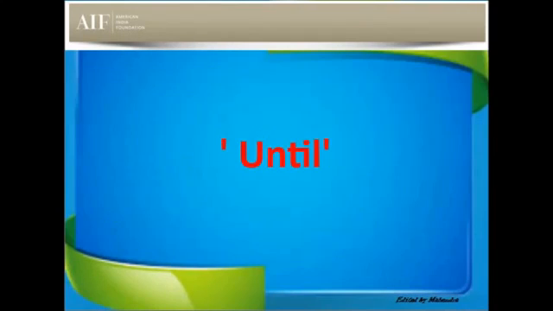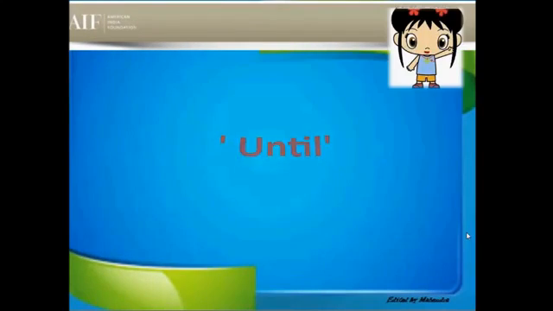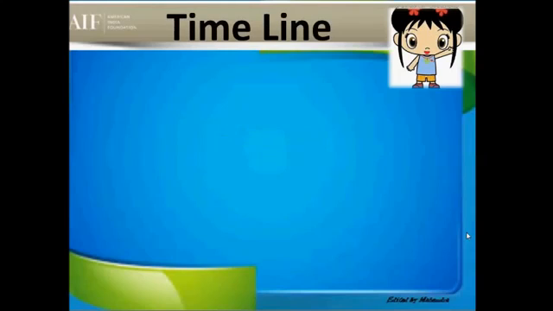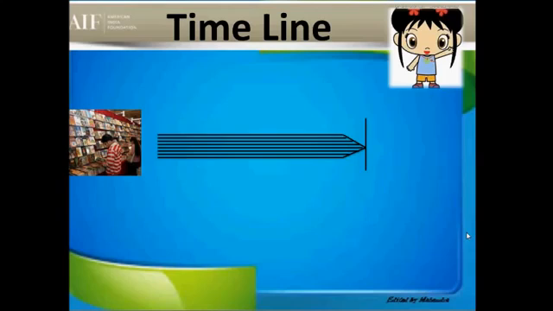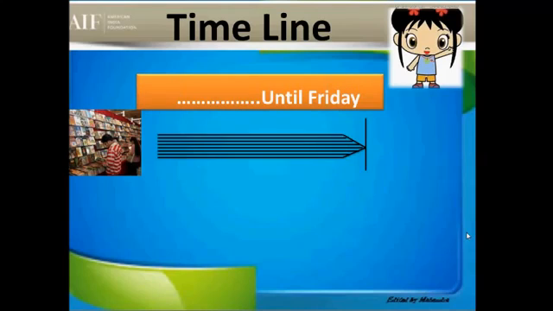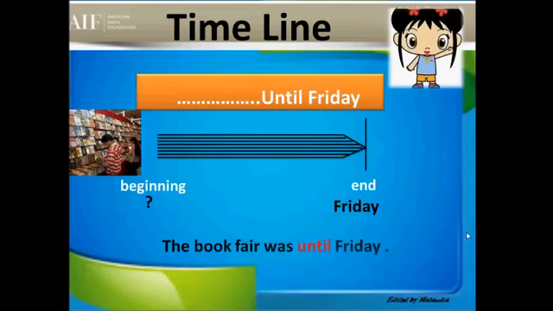Okay, let's revise the second one, that is until. We use until when we know the end of the time period but we do not know the beginning. For example, the book fair was until Friday. Here we have the end of the time period, that is Friday, and here we put a question mark as we do not know the beginning. So our sentence is the book fair was until Friday.